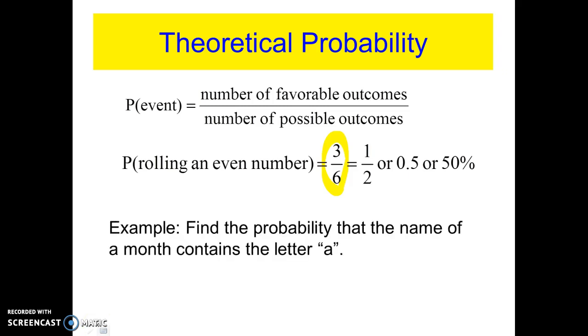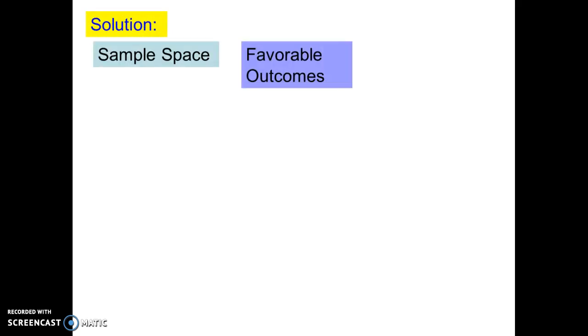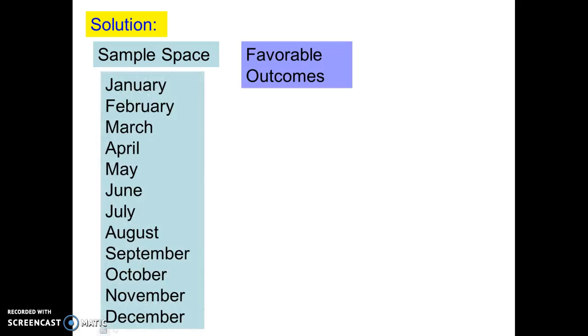So here's another example of theoretical probability. Find the probability that the name of a month contains the letter A. So we need a sample space. Think of what the months are. And then favorable outcomes, which ones contain the letter A. So sample space, January through December, there are your 12 months. And then we're going to look through those to see which ones have an A.